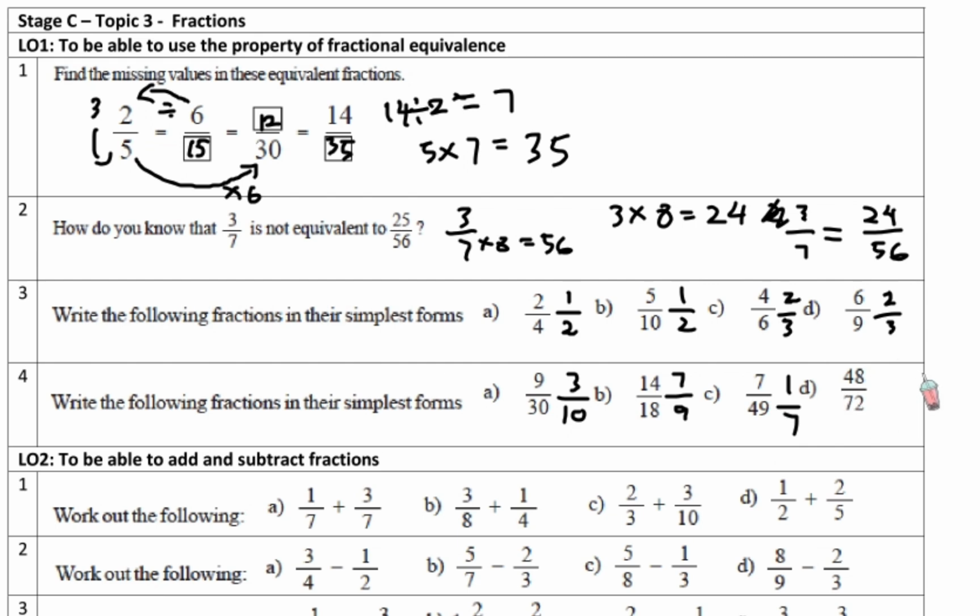And for D, we can take 8, so this will be 6 and 9. And we can divide these again since these are divisible by 3, so it would be 2 and 2. So this will be 2 over 3.